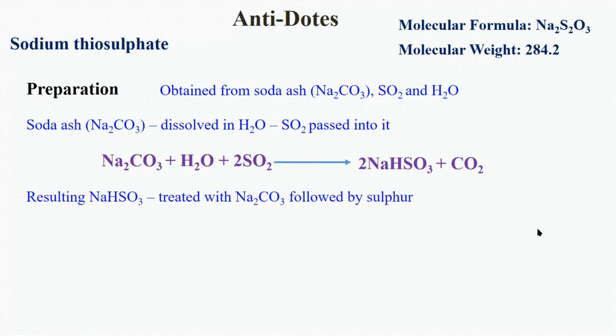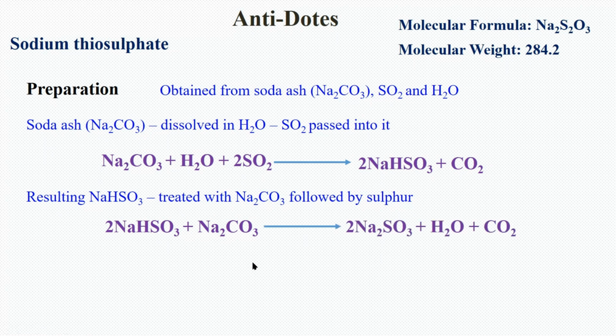The liberated sodium bisulfite is again treated with soda ash, and the hydrogen in sodium bisulfite is replaced by sodium to give rise to sodium sulfite, Na2SO3. The sodium sulfite is again treated with sulfur. This gets added up to give rise to Na2S2O3, that is sodium thiosulphate.